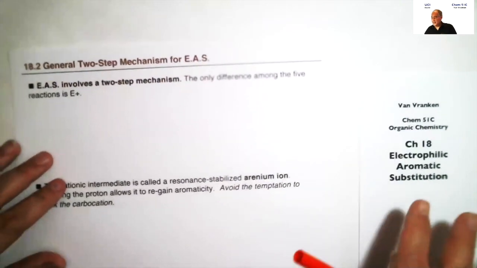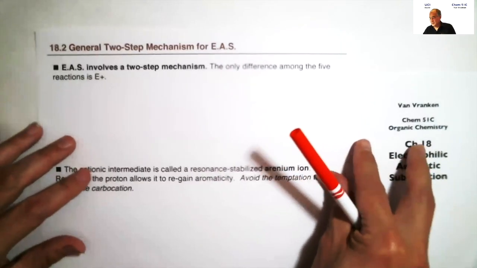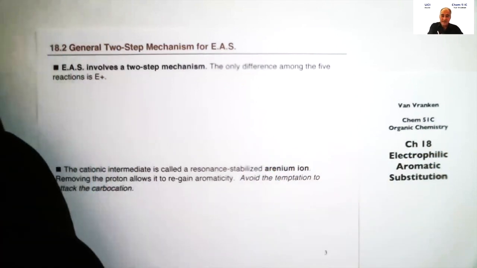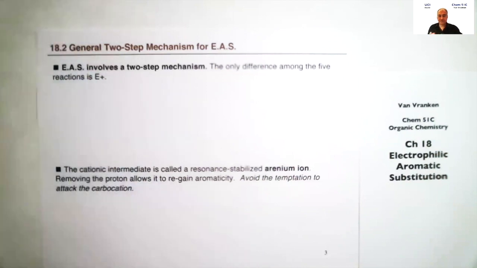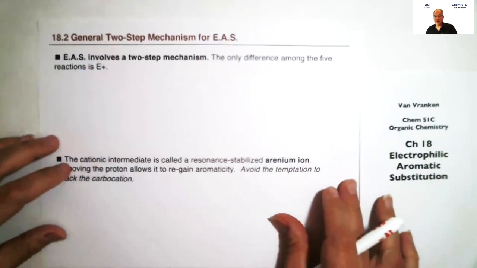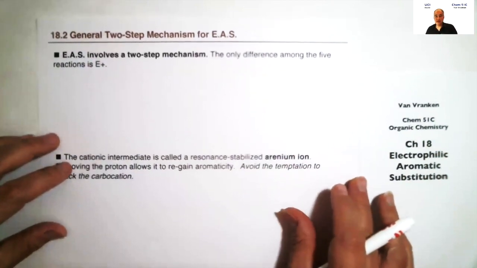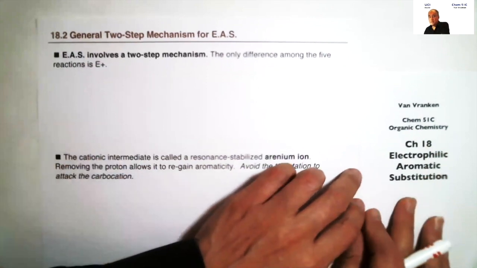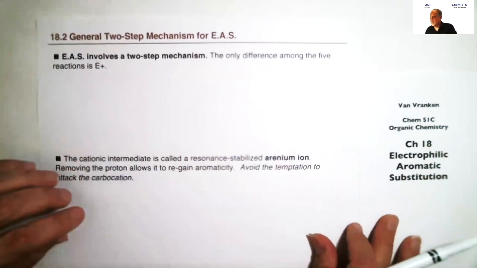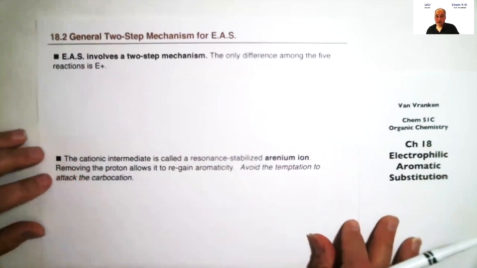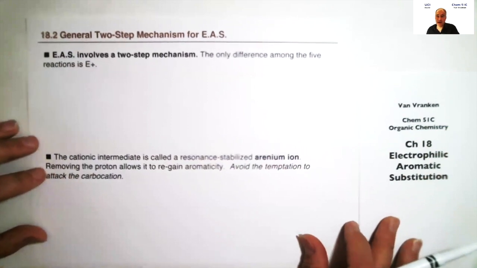And now let's talk about the mechanism for these processes. They all have a very similar mechanism. So let's go ahead and say what's going on here. They all involve a 2-step mechanism. And I'm going to be generic about this mechanism. I'm going to symbolize some sort of a powerful electrophile that we're generating in this reaction mixture.